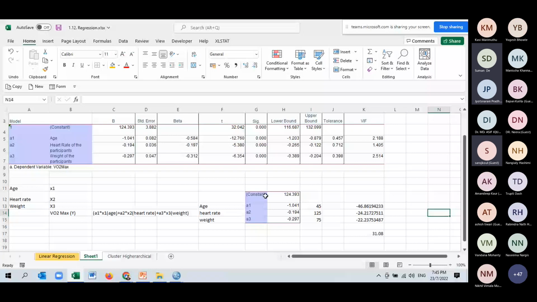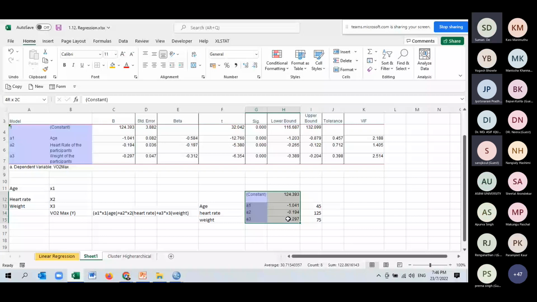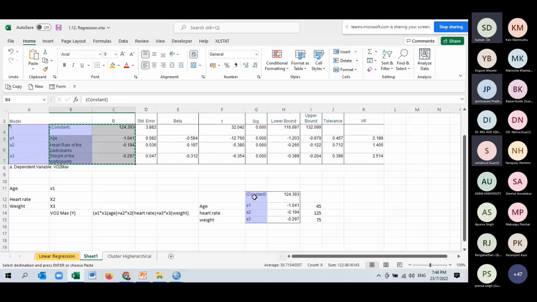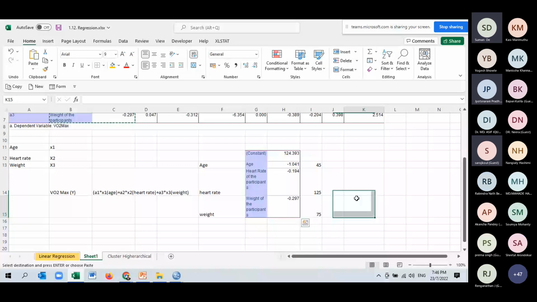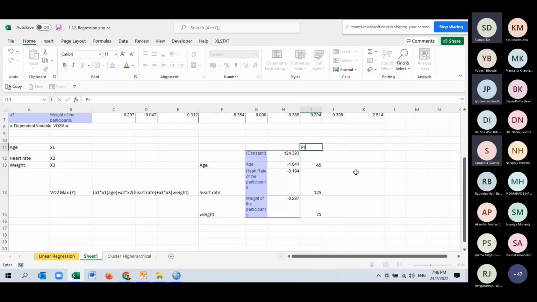So first of all, you copy paste this from the table. You copy paste this simply. Age, heart rate, weight. This is the prediction we are going to do. Prediction.